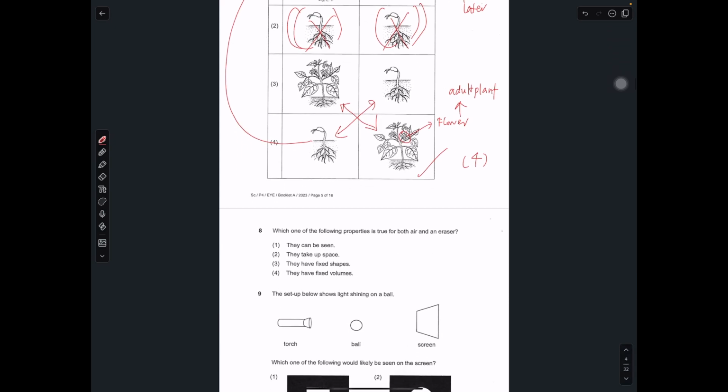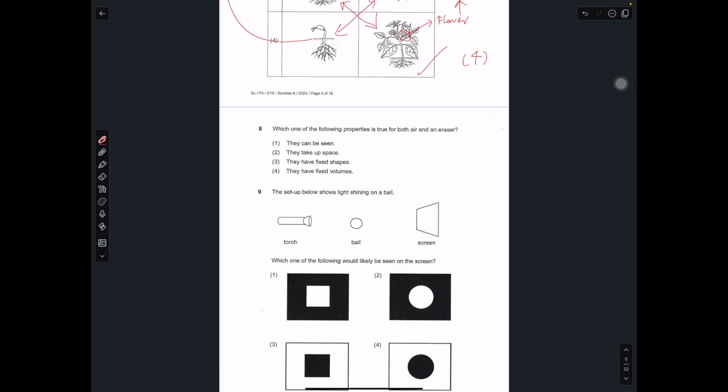Okay, let's move on. Question number 8. Which of the following properties is true for both air and eraser? Air is a gas.